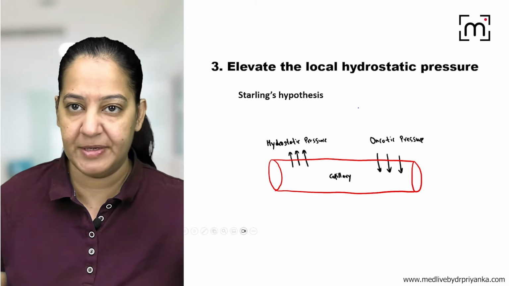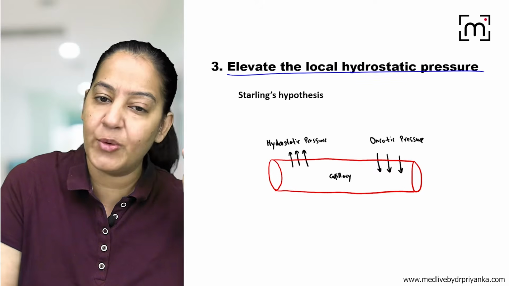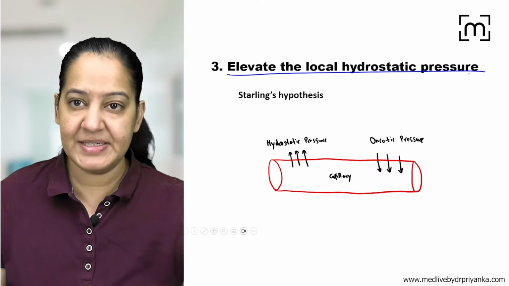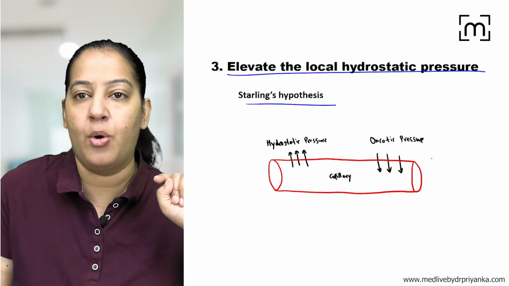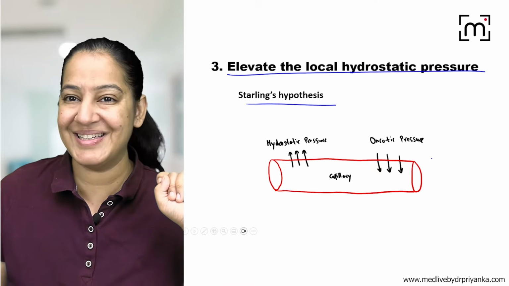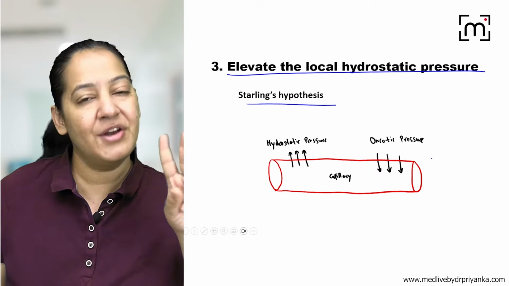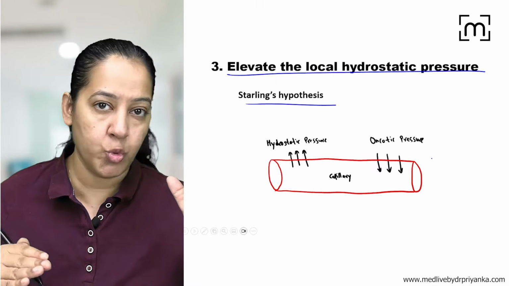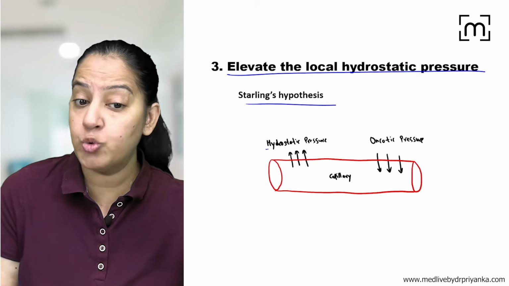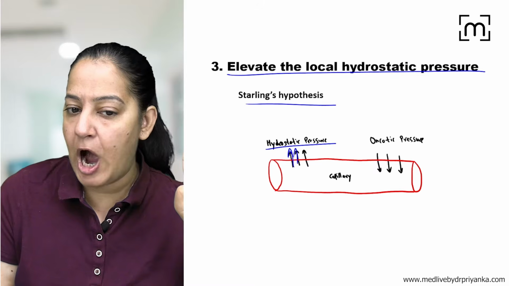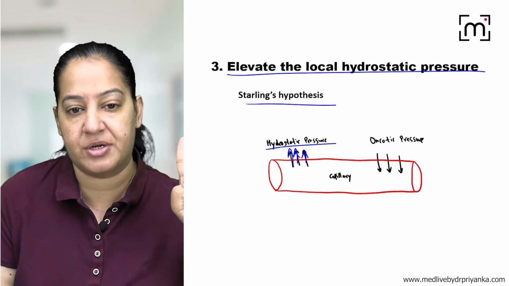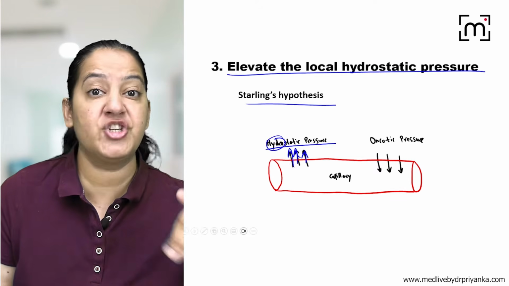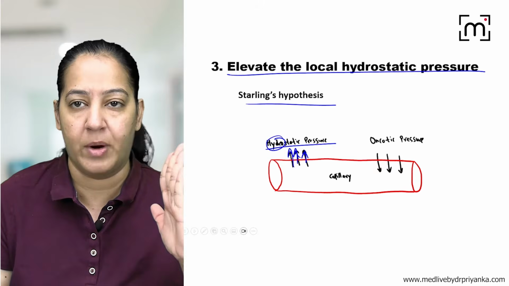Now coming on to step number 3. Step number 3 is increased hydrostatic pressure. To understand it, you must know Starling's law. Have you read Starling's law in physiology? Let me help you in revision. There are two types of pressures acting on a blood vessel or a capillary. One is outward, one is inward. The outward pressure, you can see the arrows, is hydrostatic pressure. Hydro means water. It is the pressure due to water. It is always outward.